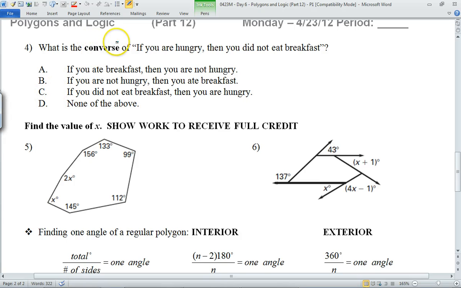Now remember, converse, that's the one where the statements switch places. Okay? So something about eating breakfast should definitely be first, and something about hungry should go second. Okay? And that's it. So, did not eat breakfast should be first, and something about being hungry should be second. So people said C. If you did not eat breakfast, then you are hungry. That is correct.